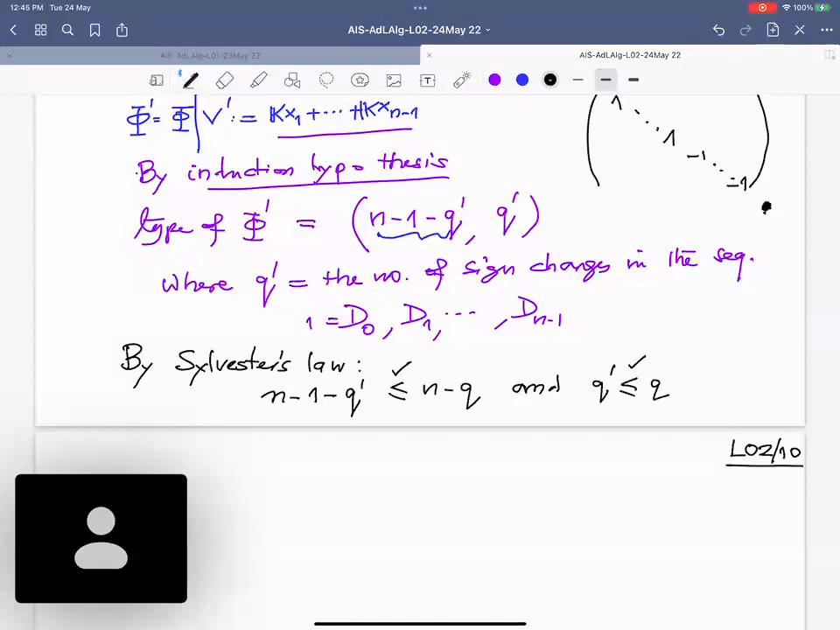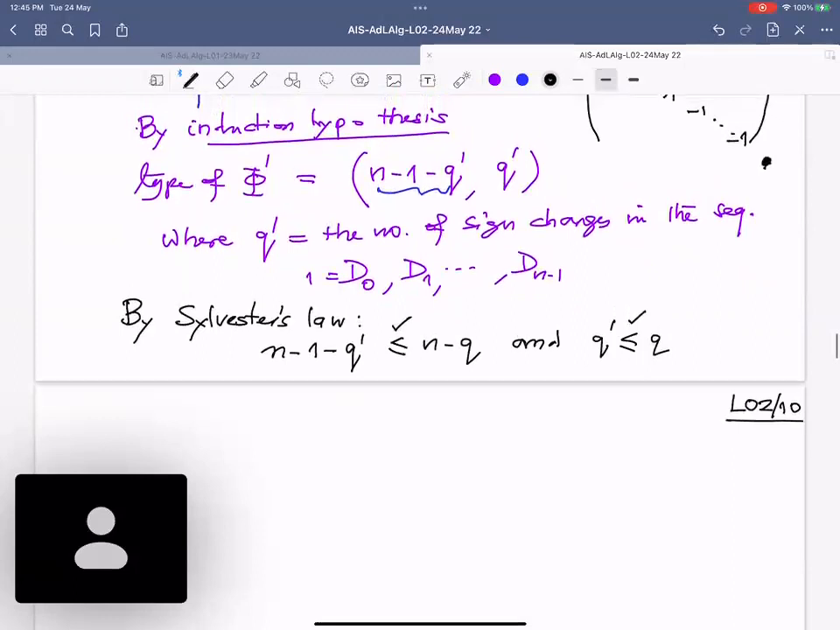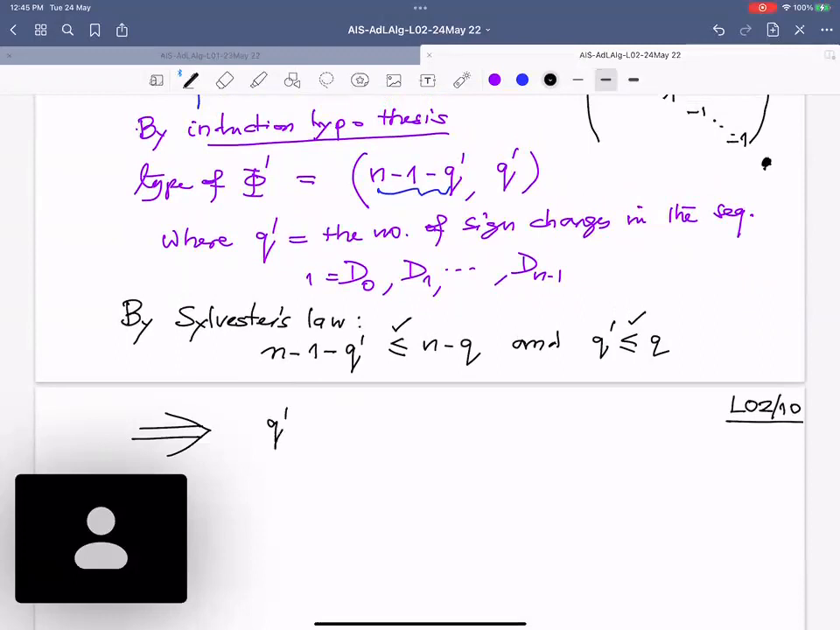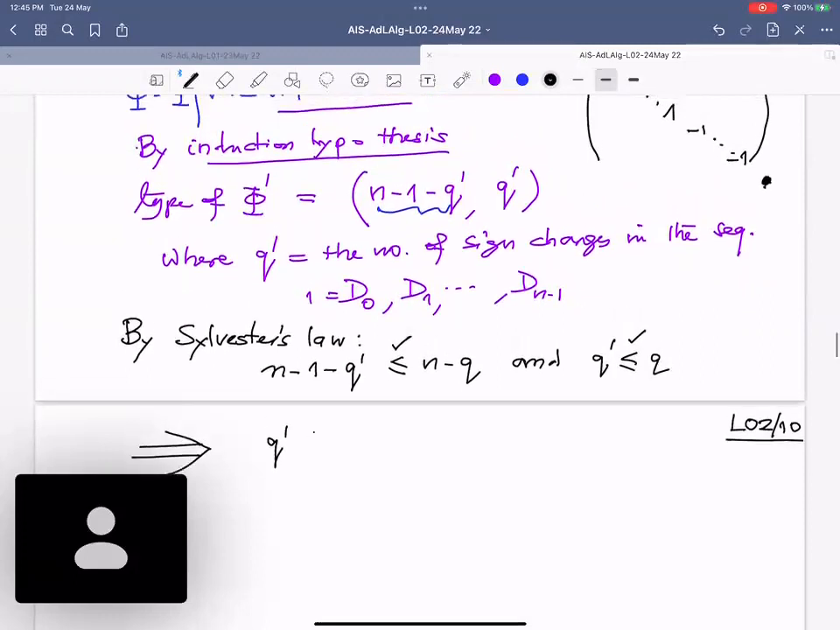And what does both this inequality imply? Therefore, that implies q prime is less equal to q. And from here, if you shift to the other side, cancel n, shift this. This is q prime plus 1. Right?